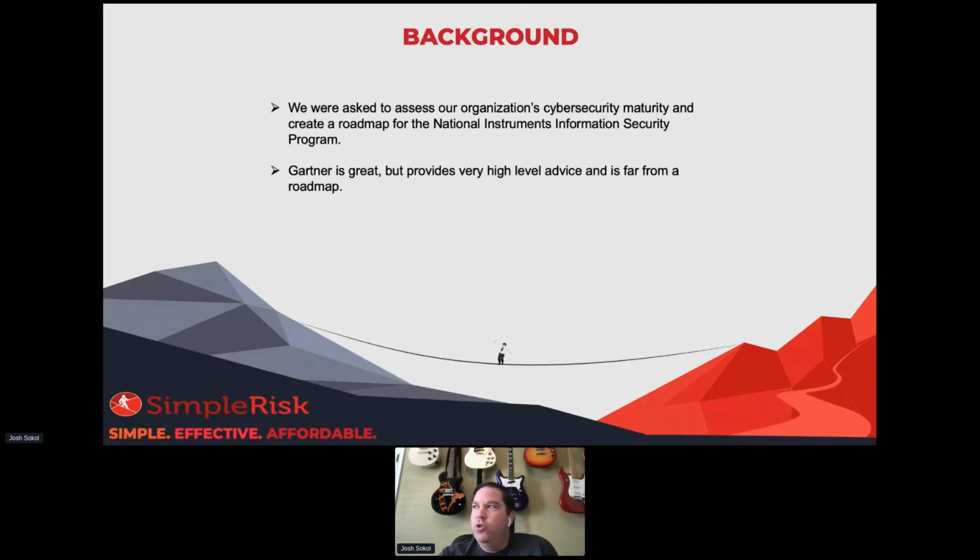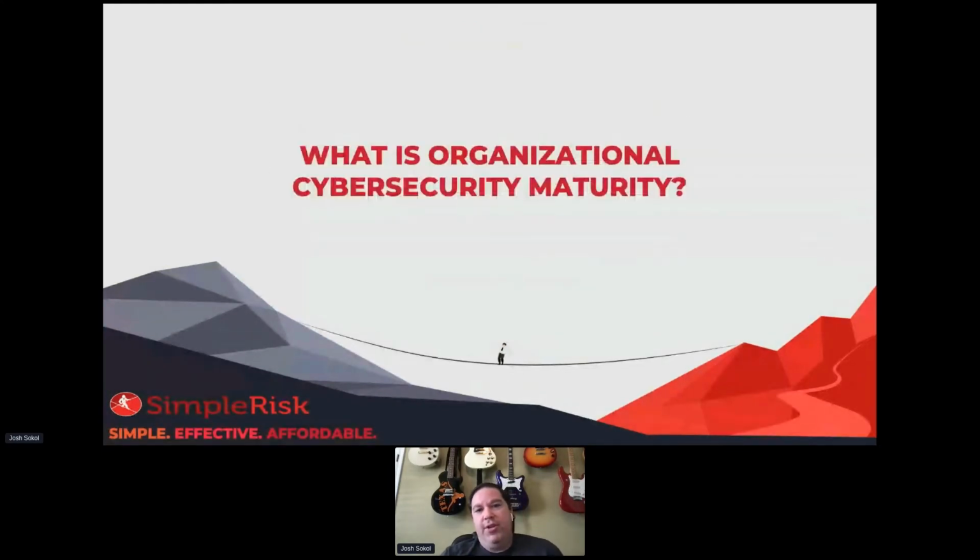It's like, you should have somebody in charge of security. Well, duh, right? And it says you should have an information security policy. You're like, yeah, I knew that. It doesn't really give you a roadmap of how do I get from point A to point B. And so that's where Alex and I started on this journey.